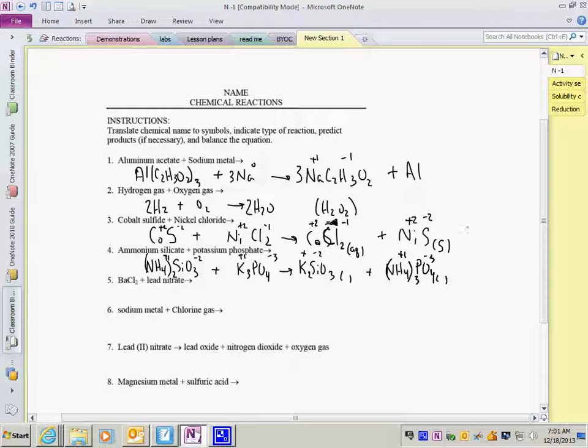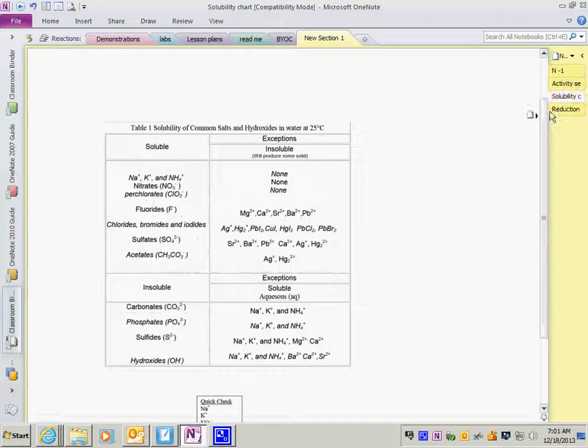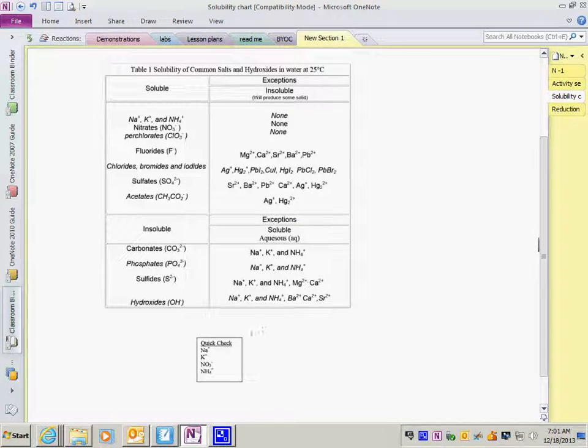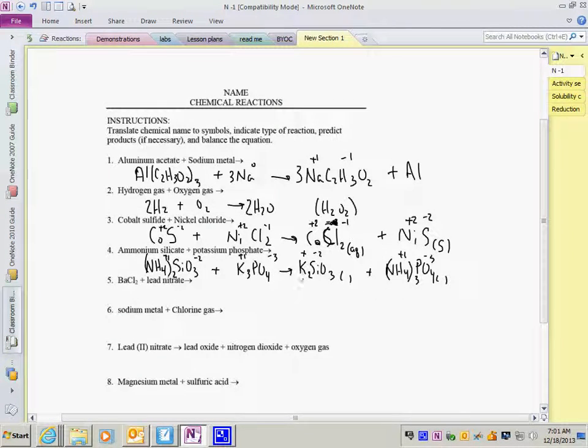Doing my solubility, go to the quick check first, and you'll see that both potassium and ammonium are located in our quick check for solubility. Therefore, this one having potassium is aq, and this one having ammonium is aq. This, therefore, is a no reaction.